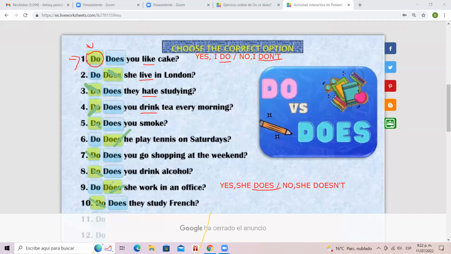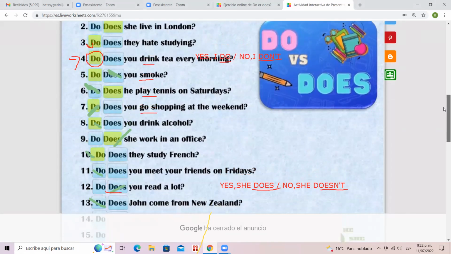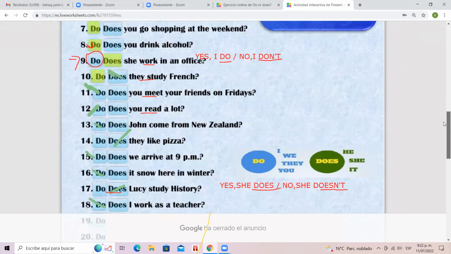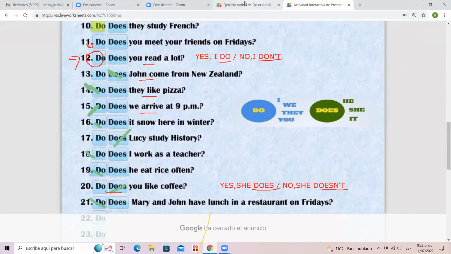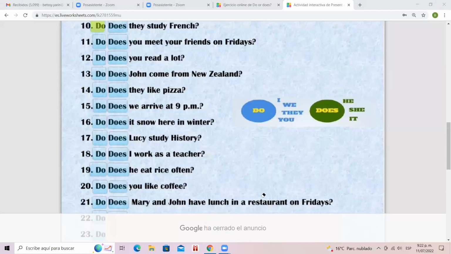This is related with that. Does, here, and the other one, okay? Very good. So now we have to continue practice from 11 to 20 here, okay? You have to answer in this case, and then I'm going to ask you to answer in affirmative or in negative form, okay? So please, now it's time you can answer this, okay?